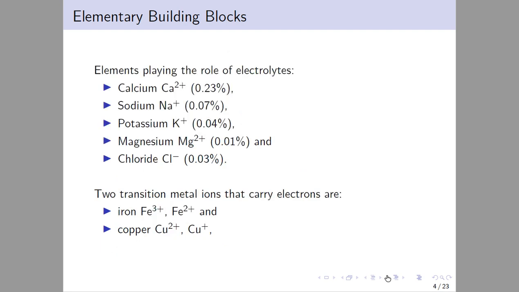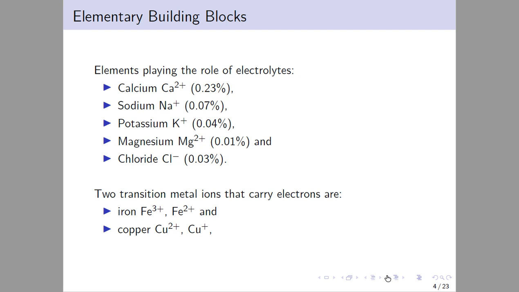We also consist of these elements playing the role of electrolyte. Electrolyte means that it conducts electricity. When it becomes an ion, it can conduct electricity, whether it's a strong electrolyte or a weak electrolyte. So we have calcium 0.23%, sodium 0.07%, potassium 0.04%, magnesium 0.01%, and chloride 0.03%.